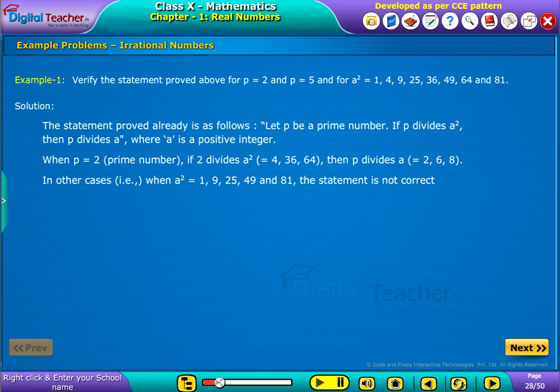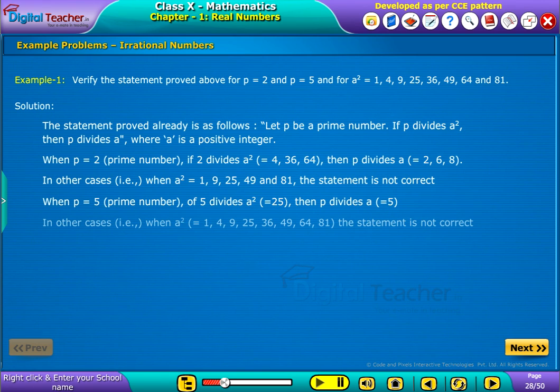In other cases, that is when a square equals 1, 9, 25, 49 and 81, the statement isn't applicable. For p is equal to 5, a prime number, if 5 divides a square is equal to 25, then 5 divides a is equal to 5. In other cases, that is when a square equals 1, 4, 9, 36, 49, 64 and 81, the statement isn't applicable.